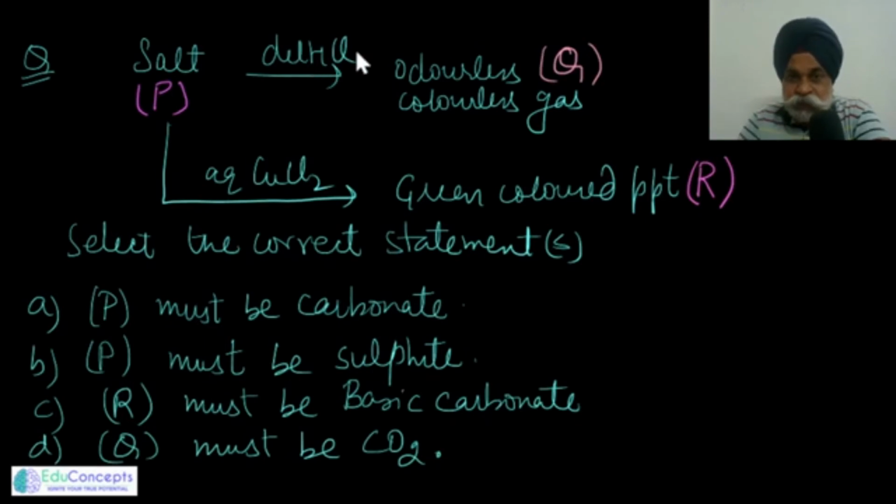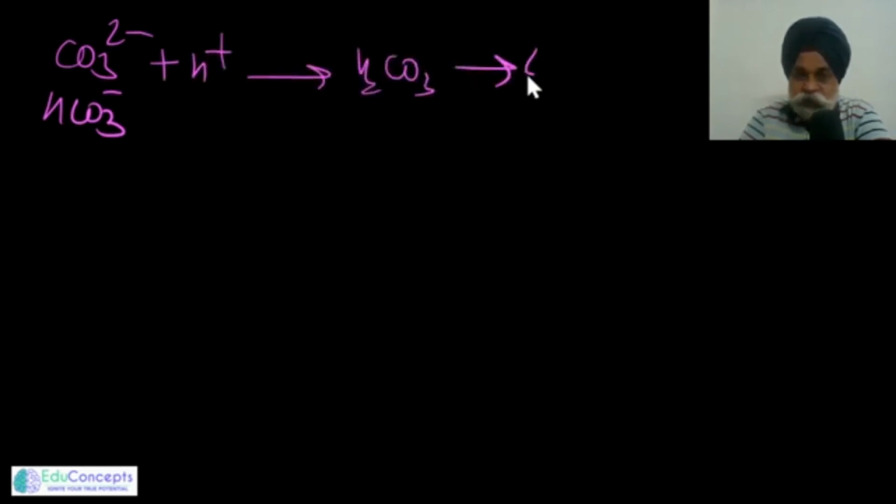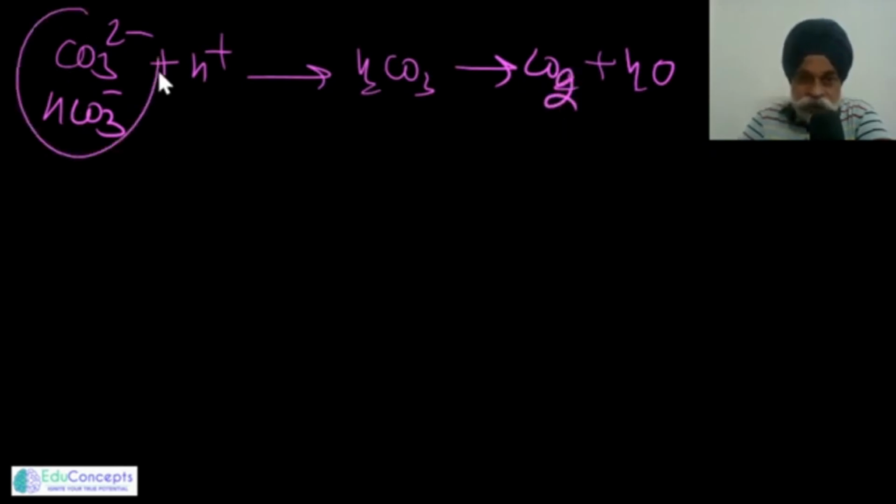Salt P with dilute HCl gives you a colorless, odorless gas. A colorless, odorless gas again seems like carbonate or bicarbonate. Aqueous cupric chloride is being added to give you a green colored precipitate. So the viewpoint here is again the same. Carbonate and bicarbonate, on addition of H positive, would produce carbonic acid, which would produce carbon dioxide. So that means these two can be possible.